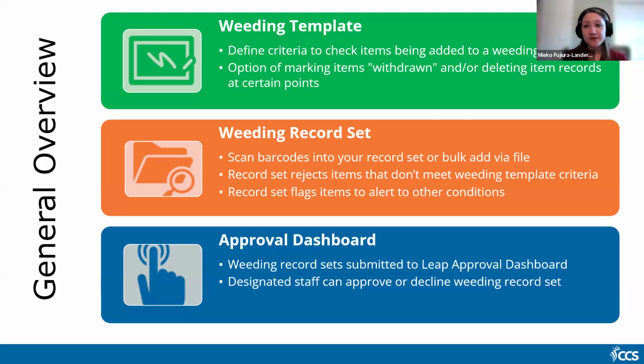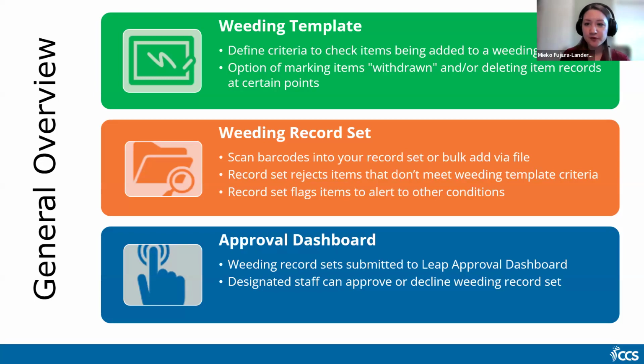or they can upload items in bulk to the set using an Excel file, like a web report or a downloaded Simply report. And as you're entering items, the set will reject any item records that don't meet the weeding template criteria. So if my weeding template says the item has to have a material type of DVD and I scan in a Blu-ray, it will reject that Blu-ray item. It won't add it to the record set.